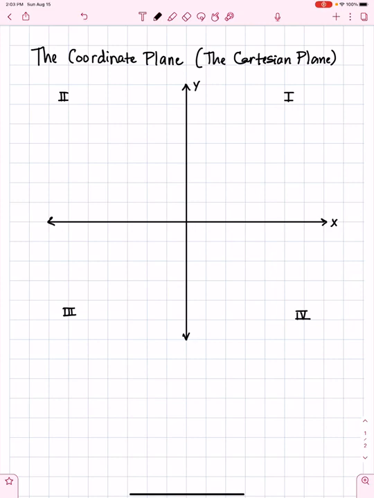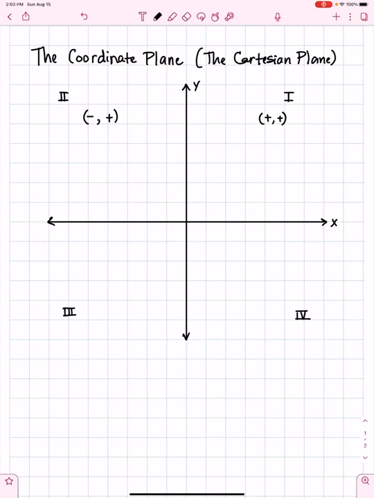The most important thing you have to remember about the coordinate plane, the thing that's going to help you the most in pre-calculus, is remembering what signs are appropriate within each of the quadrants. So in quadrant 1, both the x and the y values in the ordered pairs are always positive. As we move into quadrant 2, the x values now become negative because we're to the left of the y-axis, and our y values still remain positive.